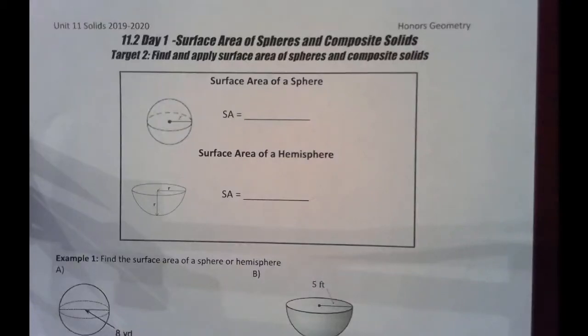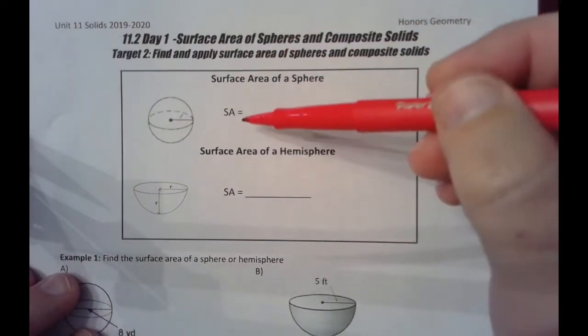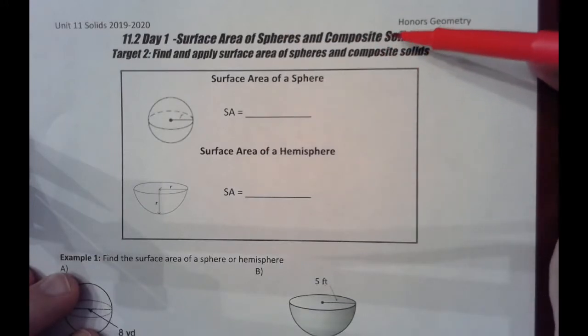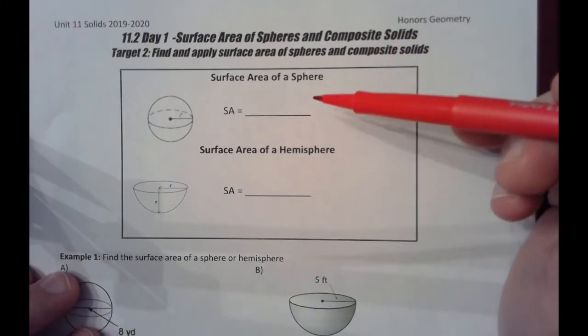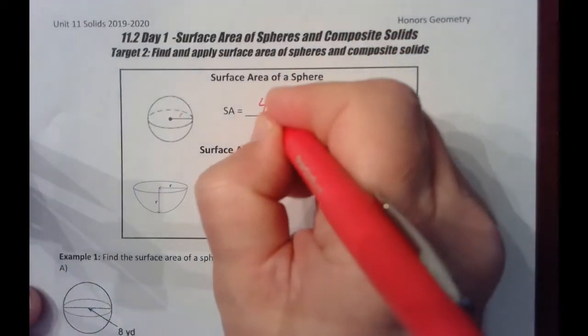Alright, here we go. 11.2 day 1. Knocking out this unit 11 stuff. So now we're moving on from surface area to different shapes here. Now we've got spheres and composite solids. So sphere just has its basic formula. It's just going to be 4 pi r squared.